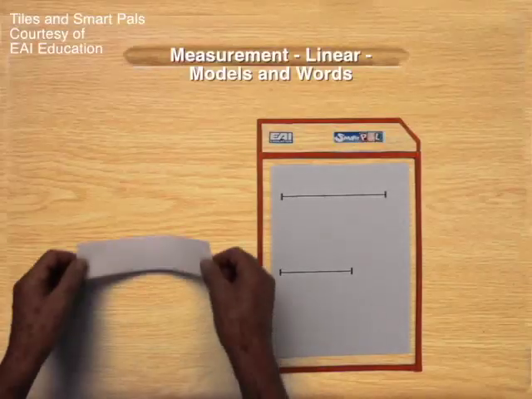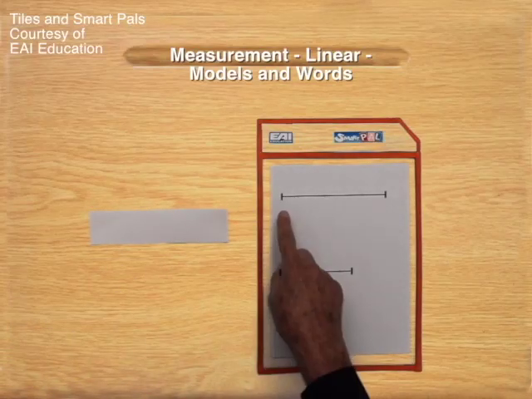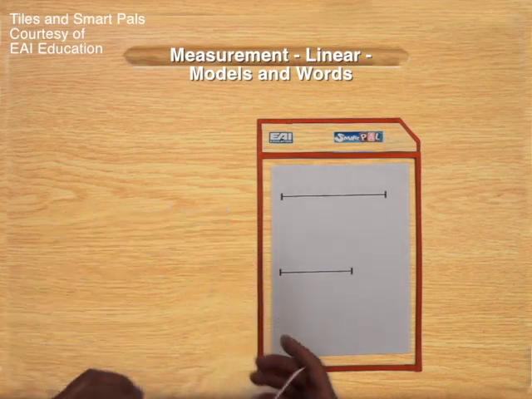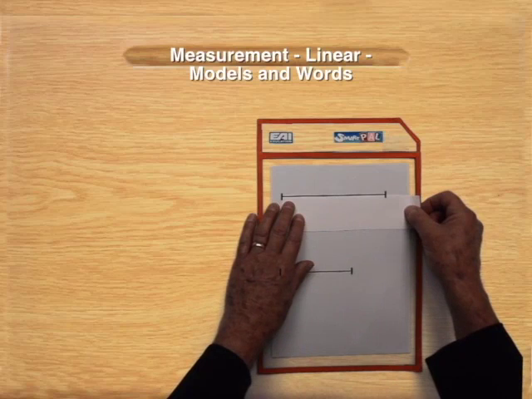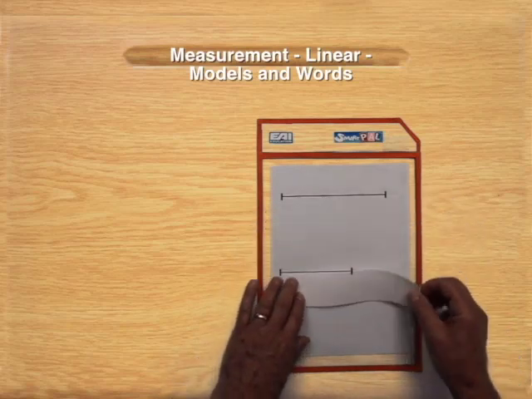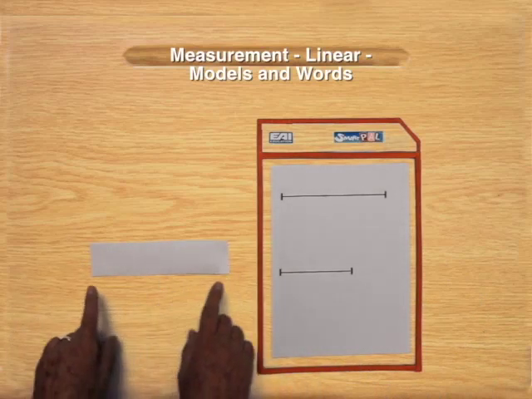We're going to start with this as our unit of measure. And what we want to do is measure these two line segments with this unit of measure. But we notice that the line segments are shorter than the unit of measure. So what we need to do is take this unit of measure and make it into fractional pieces.